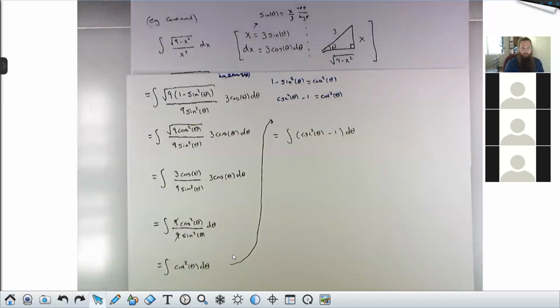which is nice to do because I know somebody whose derivative is cosecant squared, and I know somebody whose derivative is 1. What is the antiderivative of cosecant squared?